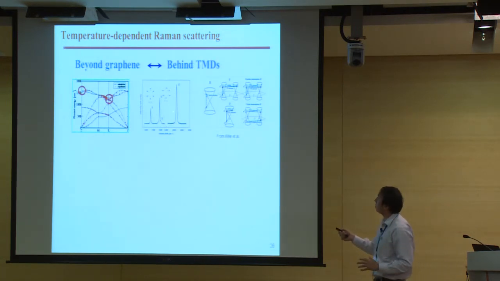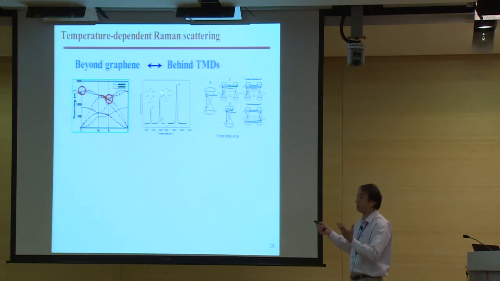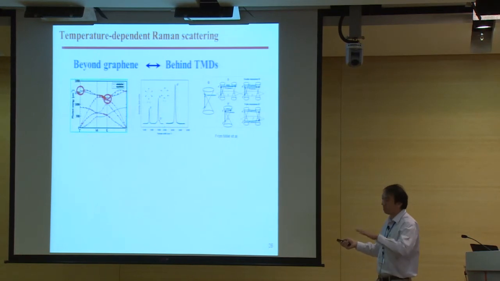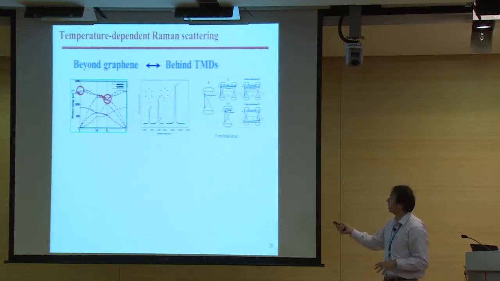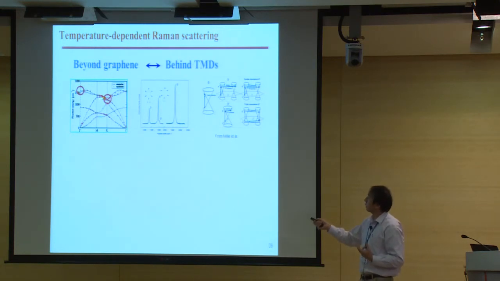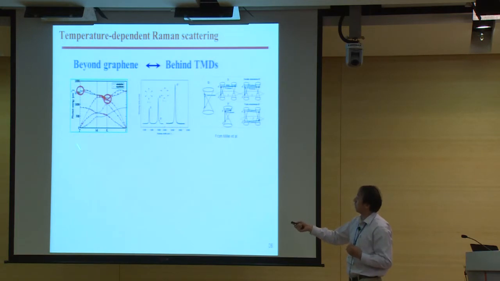So usually we will have a very strong G and G prime or 2D in the perfect graphene single layer. If you have some defect or you focus on the edge, you will have a D or D prime. If you look at the phonon dispersion, the G peak basically corresponds to a 2-fold degenerate phonon at the zone center here, whereas the G prime corresponds to a phonon at the K point here.